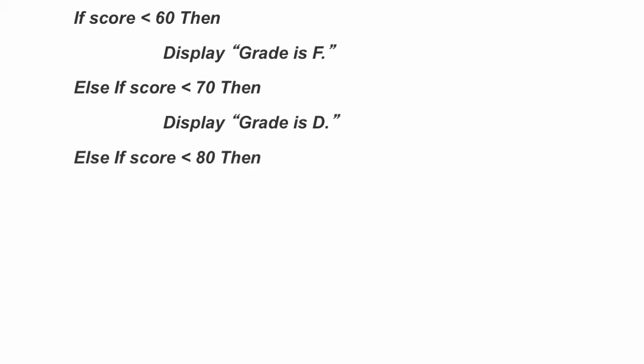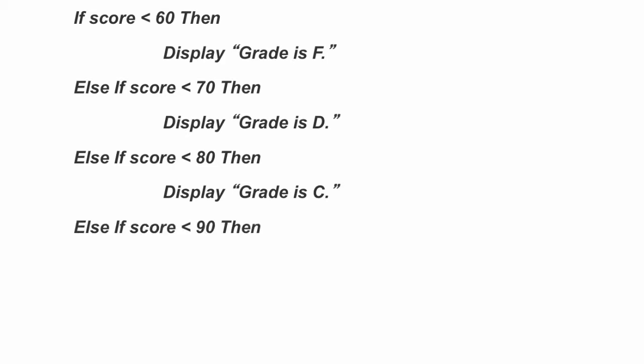Let's say that your score is 75. So we say, if the score is less than 60, nope, it's not that, so let's go to the else. If the score is less than 70, nope, it's not that, so we go to the next else. If the score is less than 80, yeah, that's it. Then we display your grade as C. Cool. Let's say you got an 82. So it's not less than 60, it's not less than 70, it's not less than 80. Is it less than 90? Yup, it's less than 90, so we display, congratulations, your grade is B.